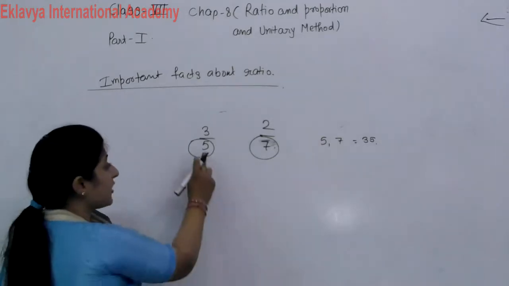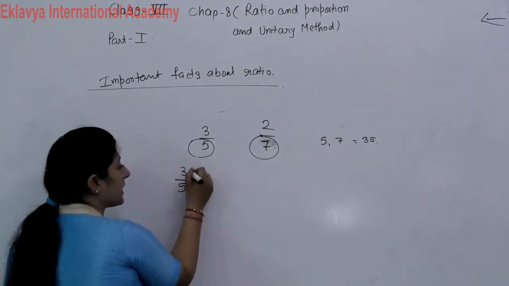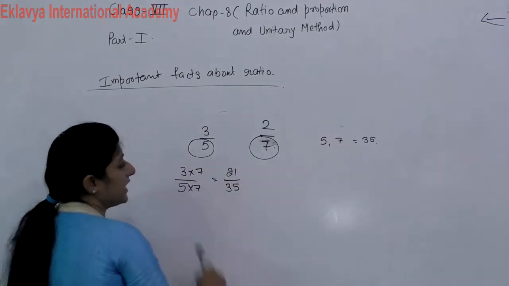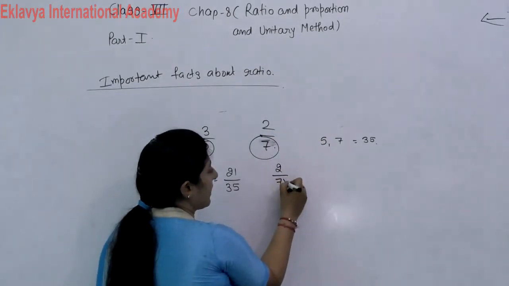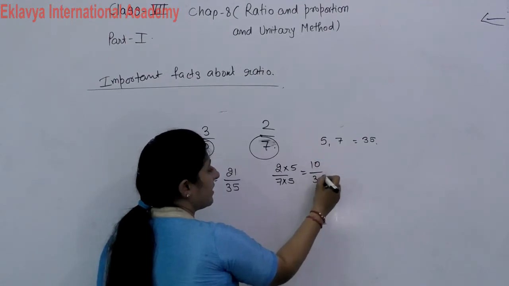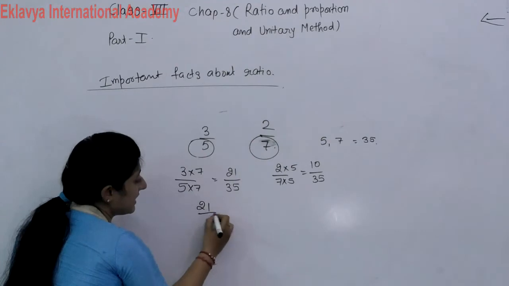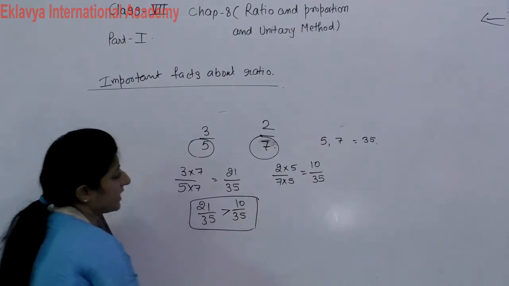So to make this denominator 35, I have to multiply by 7. Then it becomes 21 by 35. This one I have to multiply by 5. Then it becomes 10 by 35. Now I can compare easily that 21 by 35 is greater than 10 by 35.